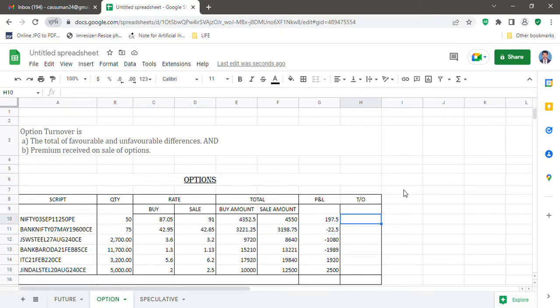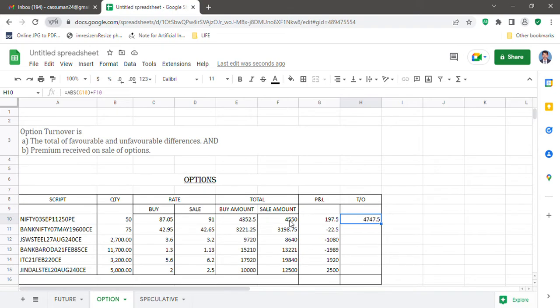As the definition says, the total of favorable and unfavorable differences, it is saying to take the absolute figure of the differences. So we will take the absolute figure of the differences, that is plus ABS, bracket open, select this, bracket close, plus premium received on sale of options. What is the premium received on sale of the options? That is this amount, 4550. So we will add it to the absolute figure of the differences.